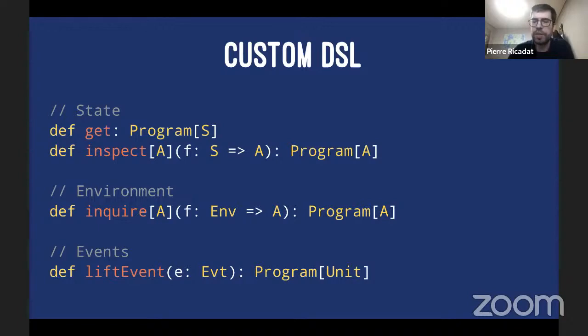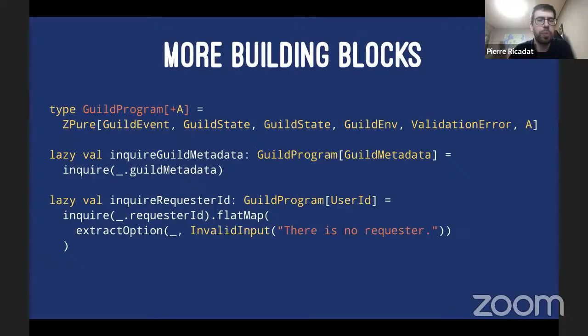Then based on this DSL, we can build more complex functions. For example, here you see we use type aliases such as GuildProgram to not have those very long signatures everywhere. And then we have functions. For example, inquireGuildMetadata returns a GuildProgram of GuildMetadata. inquireRequesterId. So we just combine those primitives from our DSL.